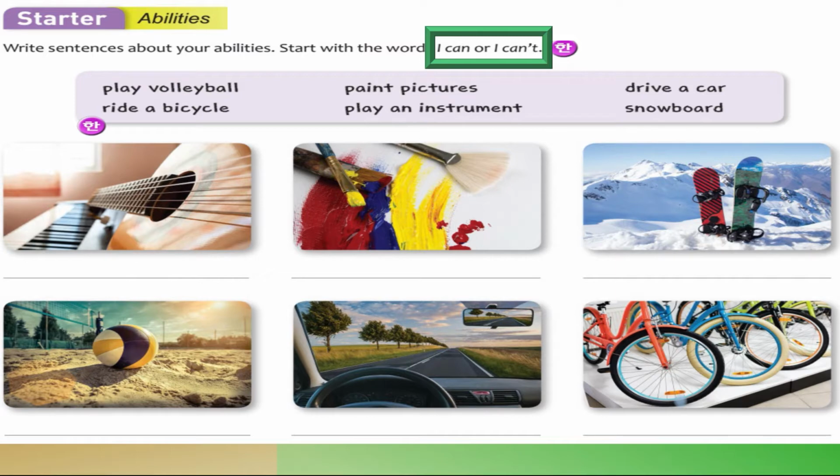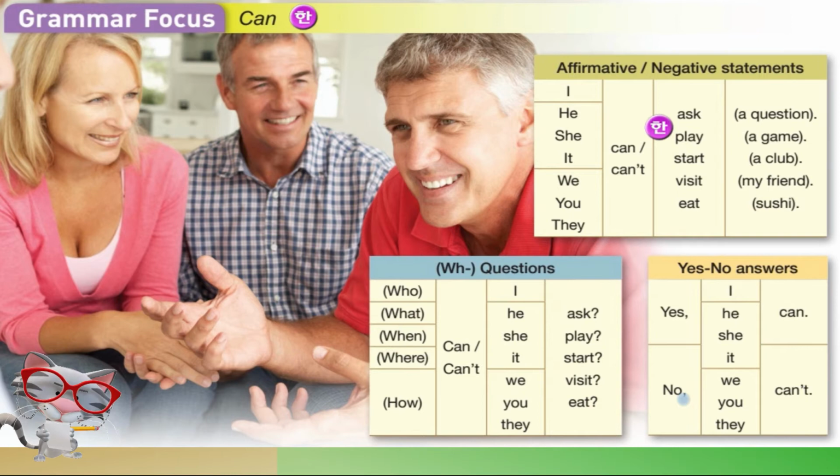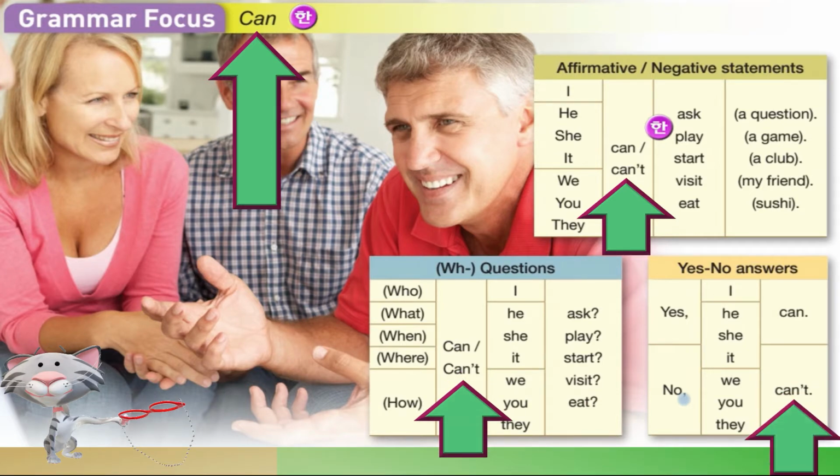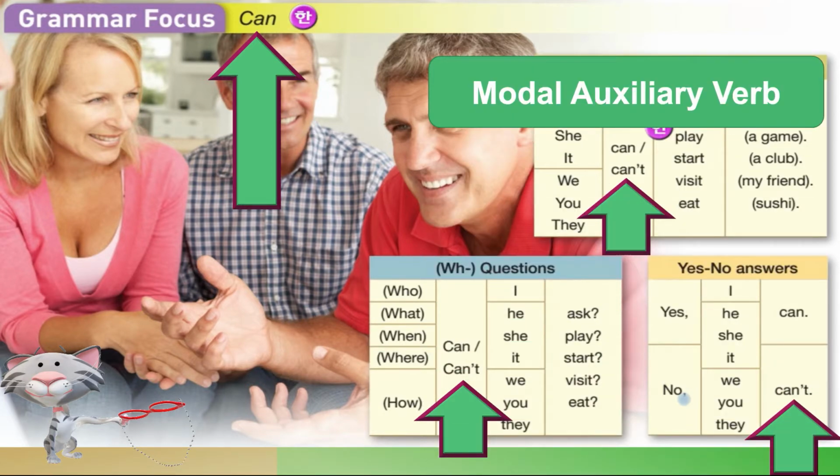Can, can't. If you have the book, you will notice on the next page the grammar focus is about the word can. Write down time. Yes. Here at the top you see it says can. On the left it says can, on the right it says can't. Can is a modal auxiliary verb. Modal auxiliary verb, 조동사. Okay.